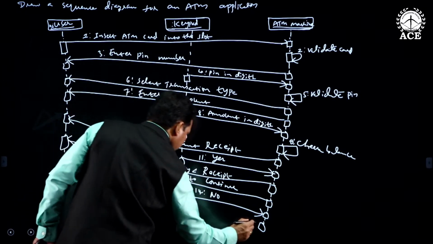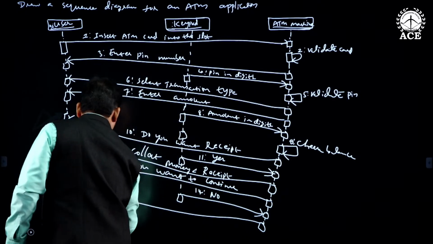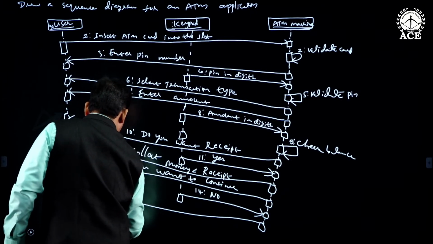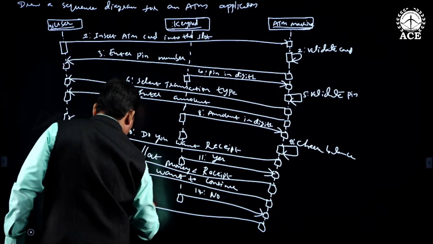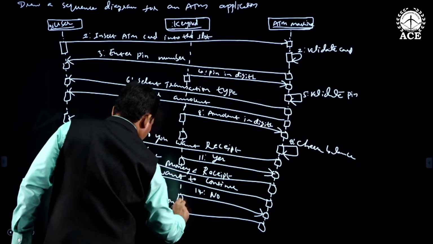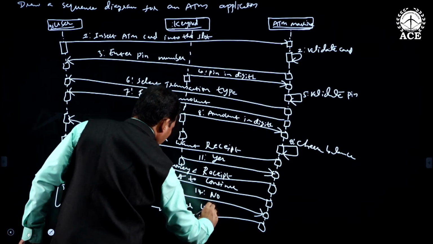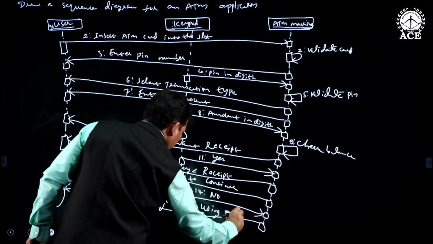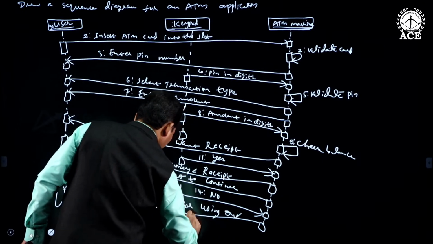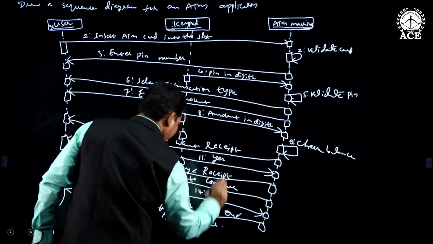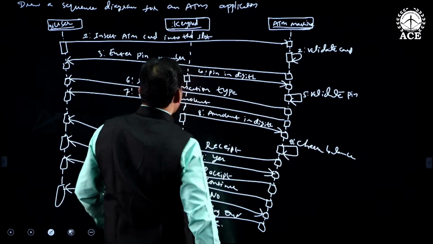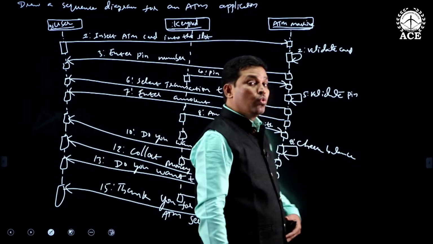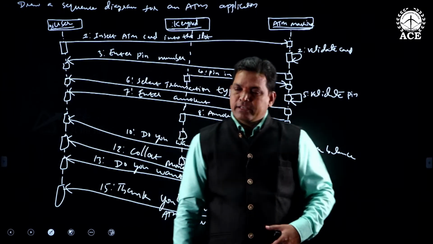What is that message? Thank you for using our ATM service. Thank you for using our ATM service. So this is how to model a sequence diagram for an ATM application.